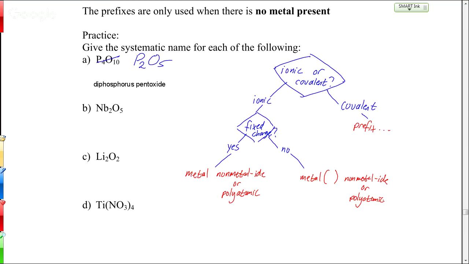All right, so now that our flowchart is right there, let's use it for this next one, Nb2O5. Is that going to be ionic or covalent? Ionic, how do you know? Yeah, metal and a nonmetal, so that puts us over on the left. Does it have a fixed charge or a variable charge? Everybody find Nb, niobium? That's number 41, right in the middle of the transition metals. So that's a variable charge, which means we're going to name it with the parentheses.